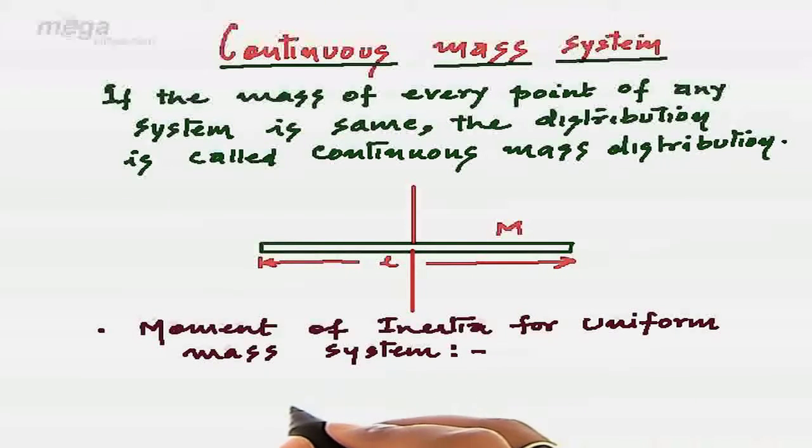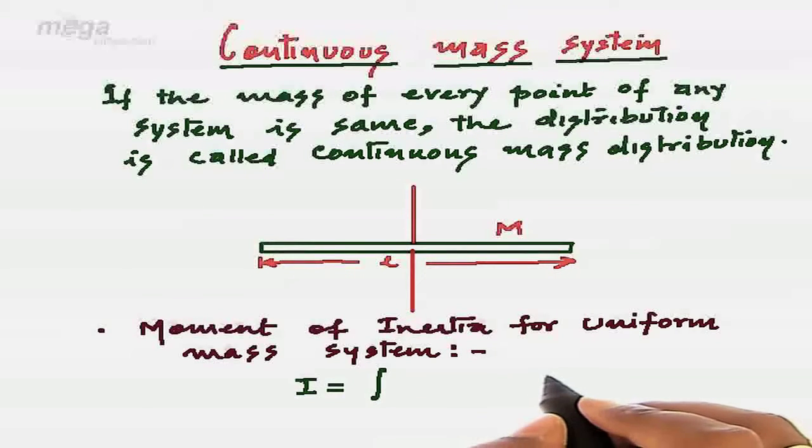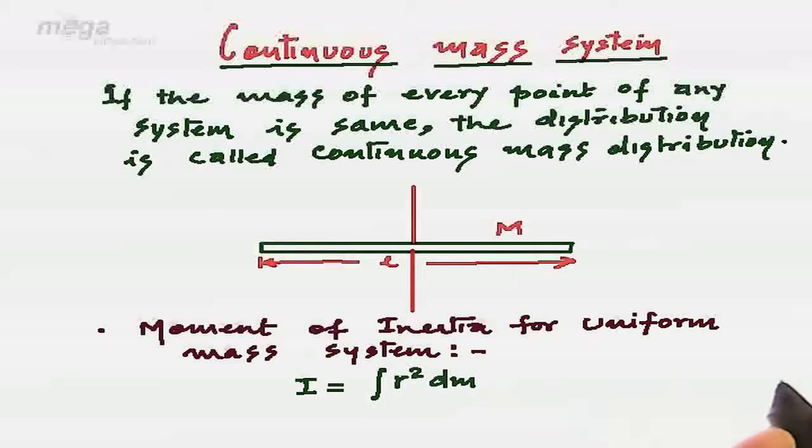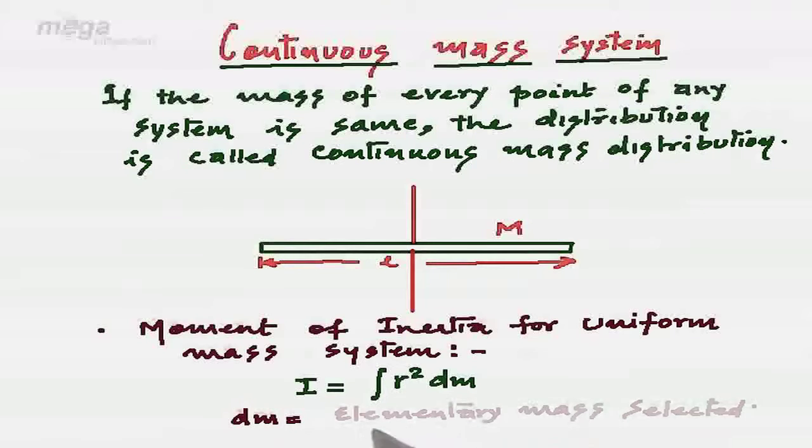Now the moment of inertia for a uniform mass system may be given as: the summation will be replaced by integration of r square multiplied by dm, where dm is the elementary mass and r is the distance of that elementary mass from the axis.